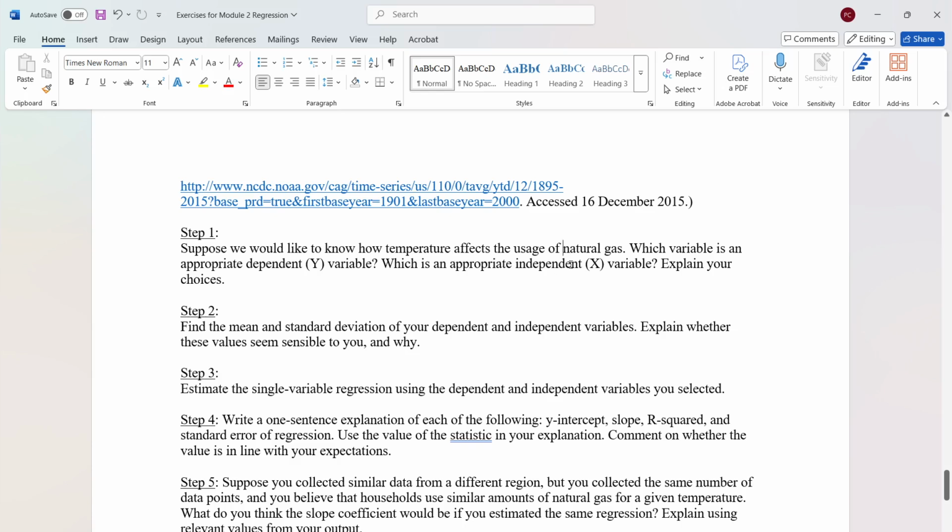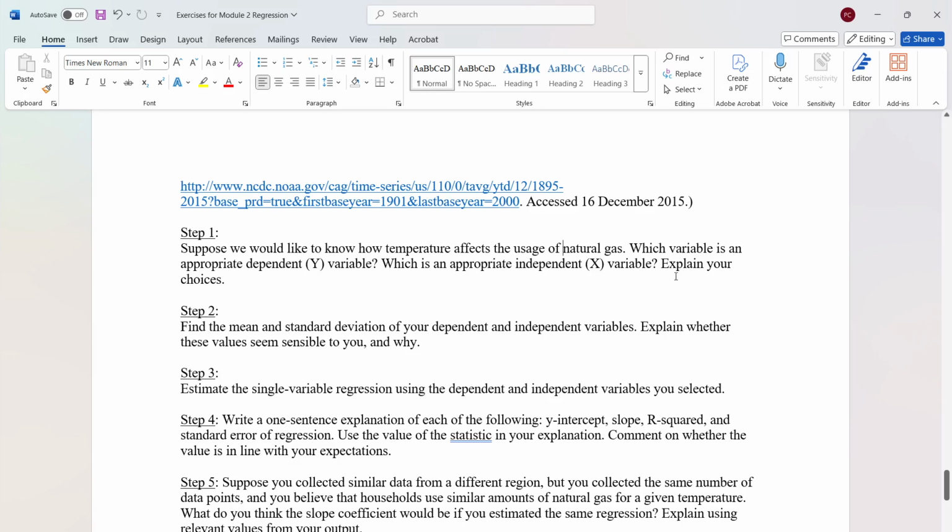Which is an appropriate independent variable? That should be temperature. I do not believe that natural gas usage directly affects temperature outside. Maybe in the long run there's some sort of global warming story, but I don't think that the temperature outside is directly influenced right now in a large or meaningful way. Temperature inside is being affected by the use of gas. Unless you're in a big city, that's not going to cause any. Although in big cities it does.